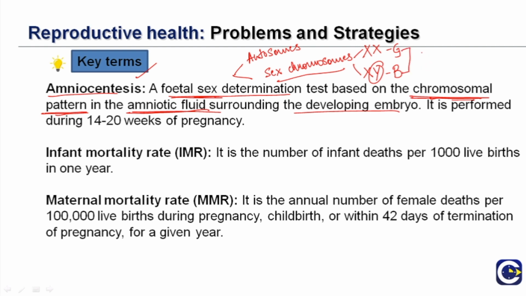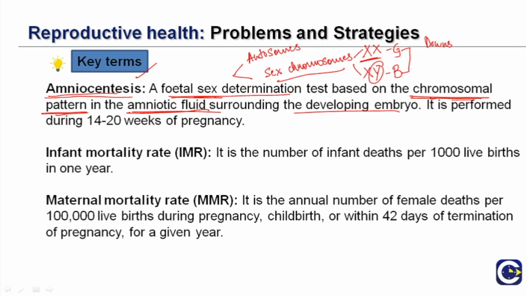This is because there was an increased number of cases of female feticide. That is, people were aborting the girl child even before it was born. That led to a ban on amniocentesis. However, in certain cases, amniocentesis is important. For example, certain chromosomal related disorders.